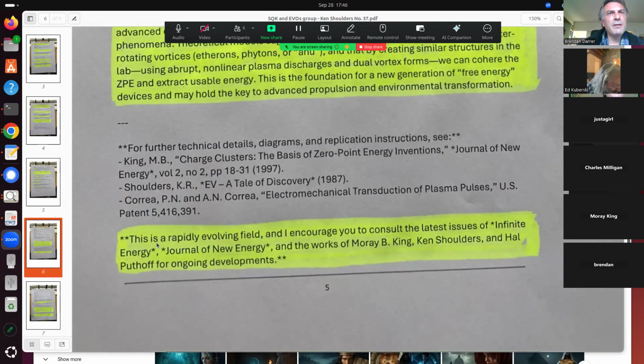This is a rapidly evolving field, and I encourage you to consult the latest issues of Infinite Energy, Journal of New Energy, and the works of Moray B. King, Ken Shoulders, and Hal Puthoff for ongoing developments.